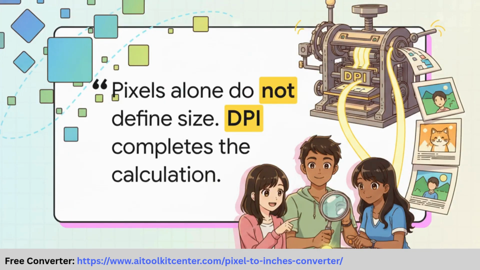So if you take away just one thing from this whole explainer, let it be this. Pixels by themselves don't actually tell you the size of anything. They're just a number. It's the DPI that gives them context and really completes the calculation.